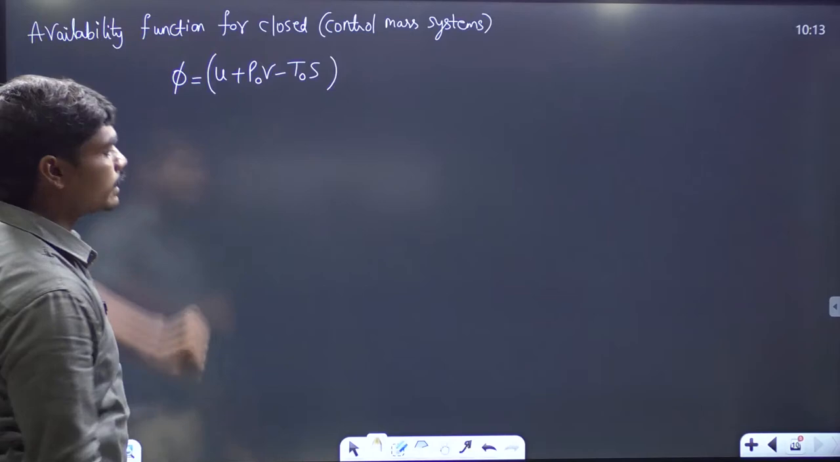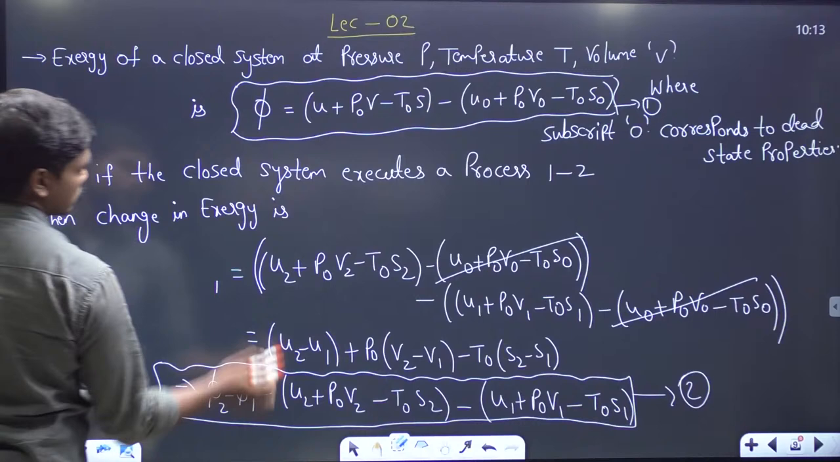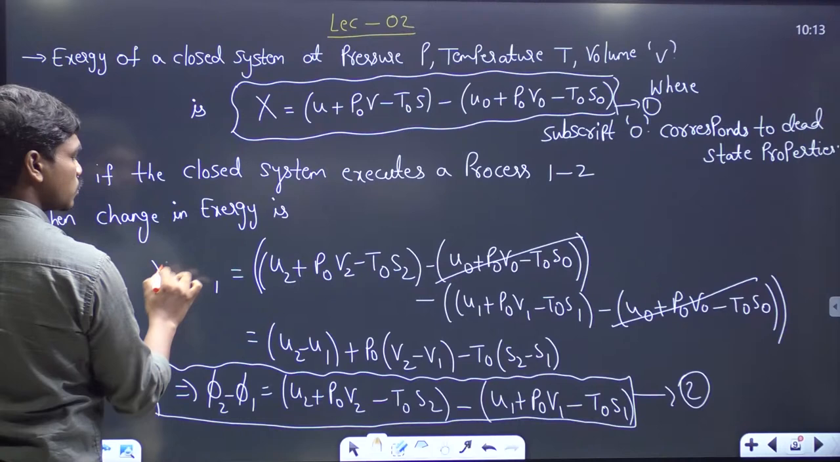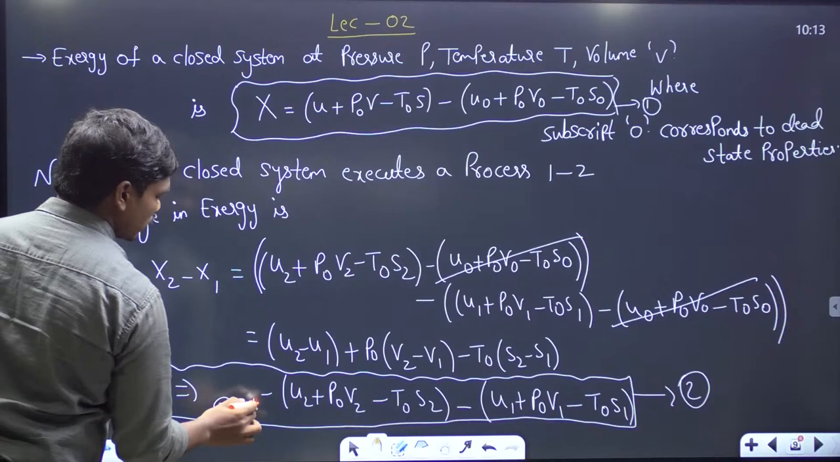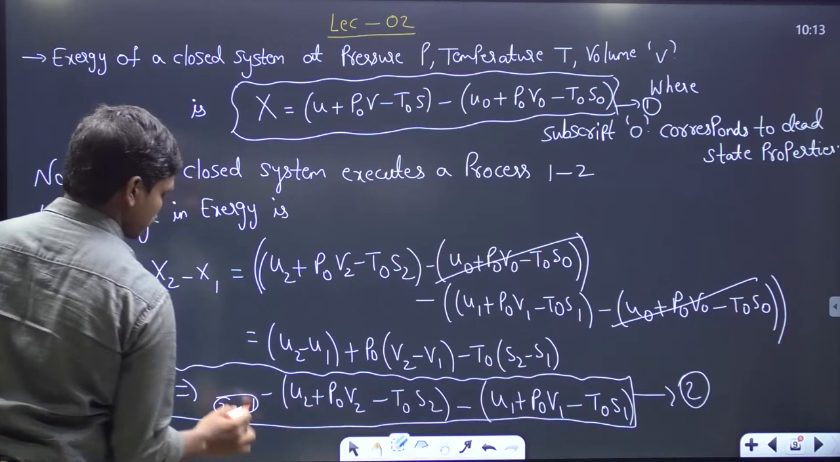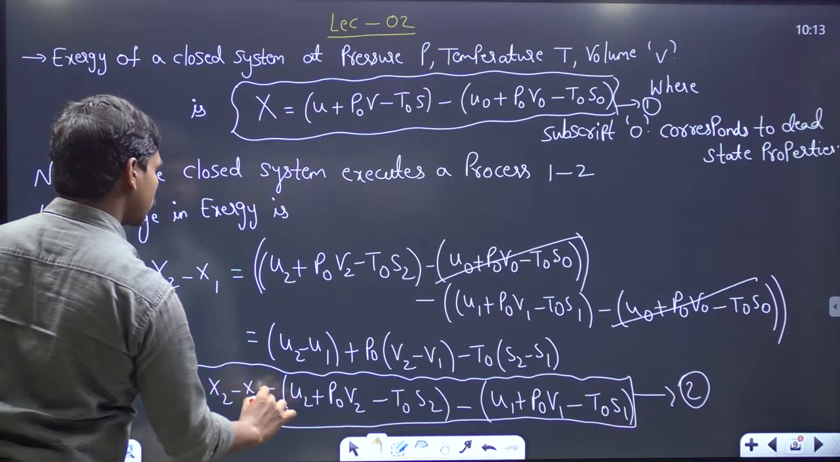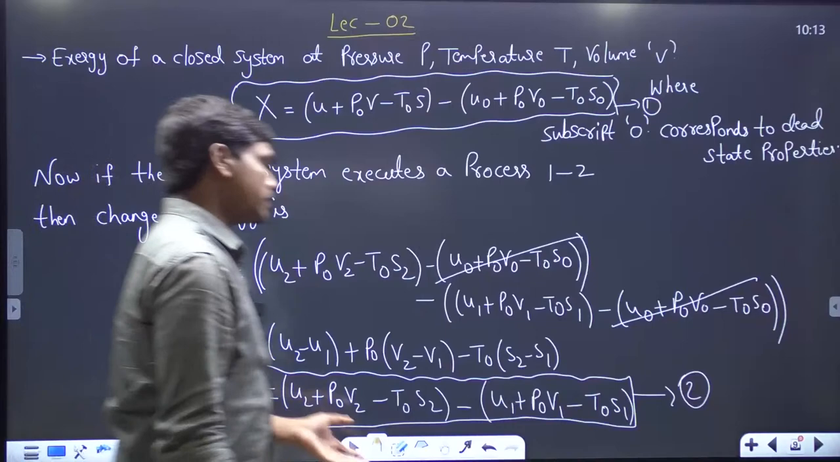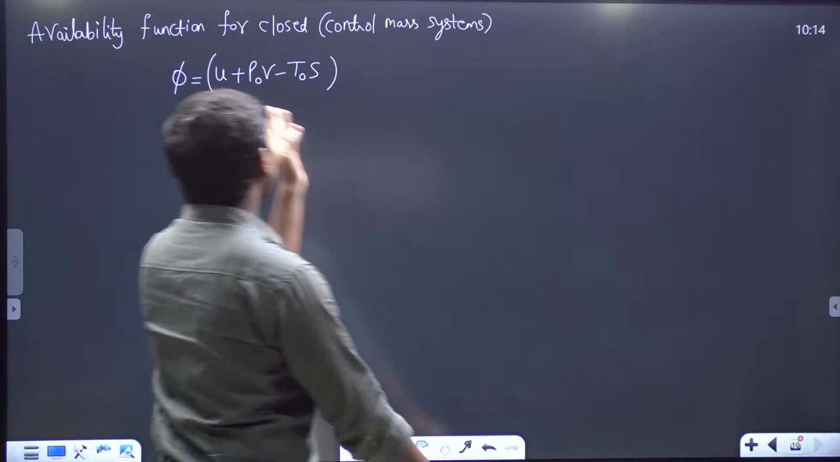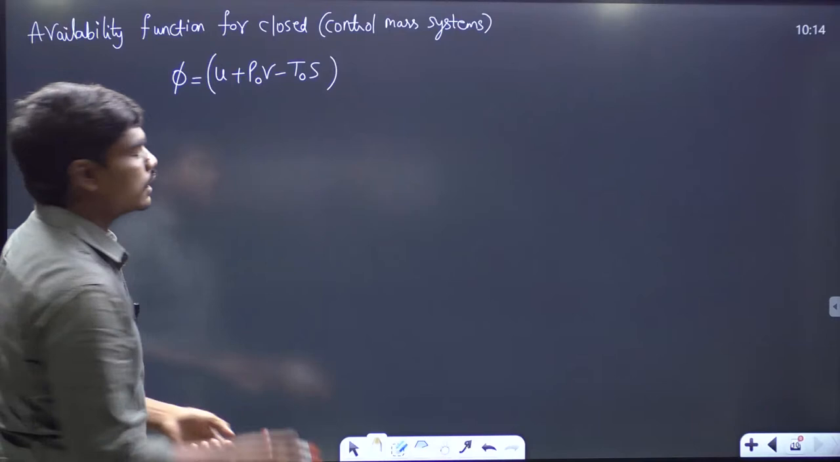and generally we denote exergy with capital X. So let us write x2 minus x1, because generally exergy is denoted by this capital letter X. So this is basically the difference of these two functions, and this phi is called the availability function, u plus p naught v minus t naught s. Clear so far?